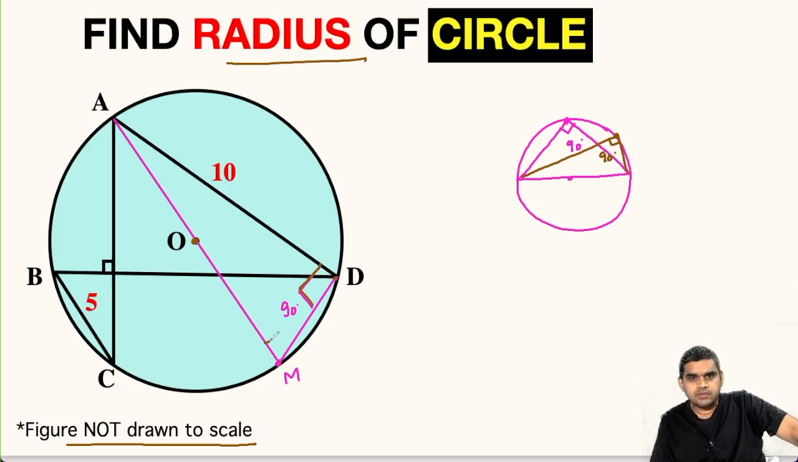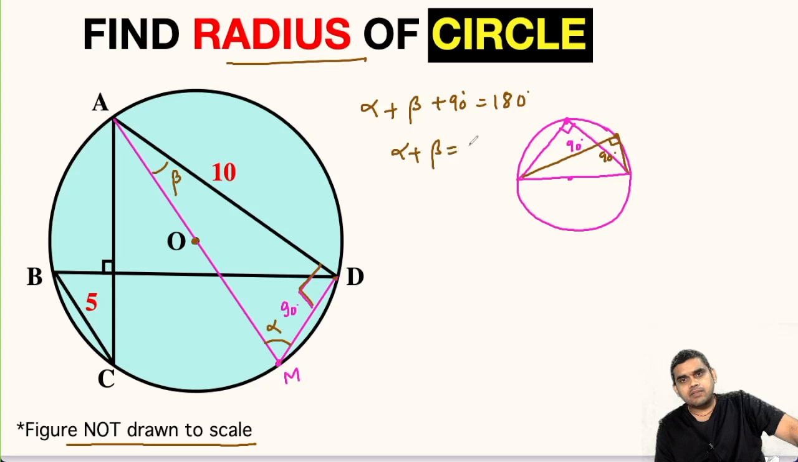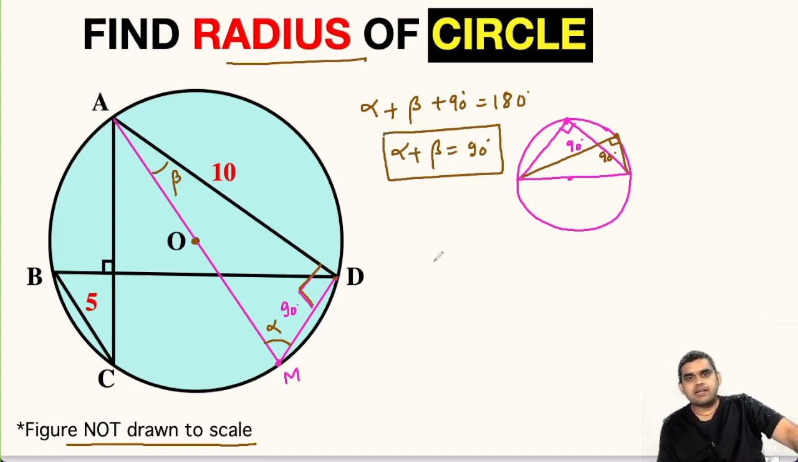Now let us suppose this angle as alpha and this angle as beta. So in triangle ADM, we have alpha, beta and 90 degree as 3 angles. So from here we will get a relation that alpha plus beta plus 90 degree is equal to 180 degree, the angle sum property of this triangle. So alpha plus beta will be 180 minus 90, that is 90 degree. So this is the relationship between alpha and beta.